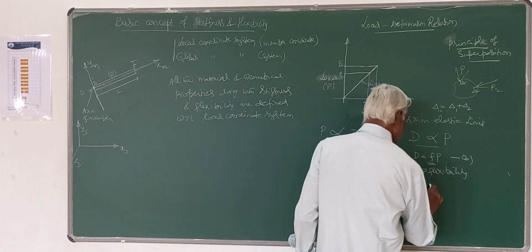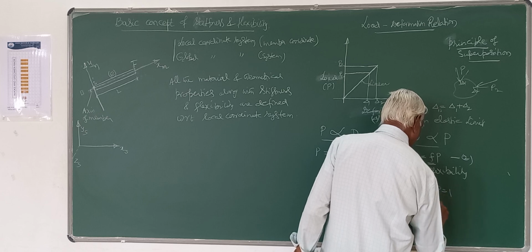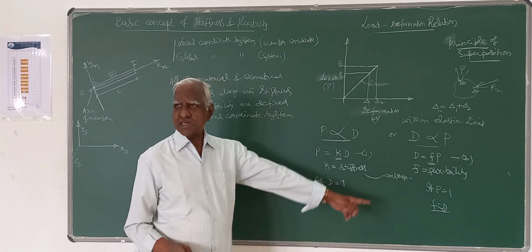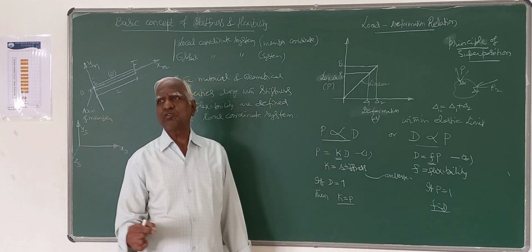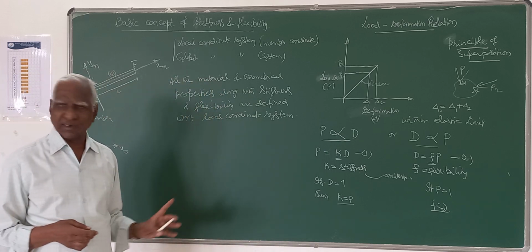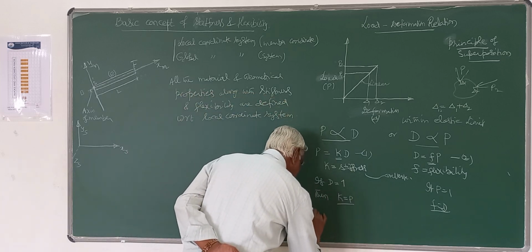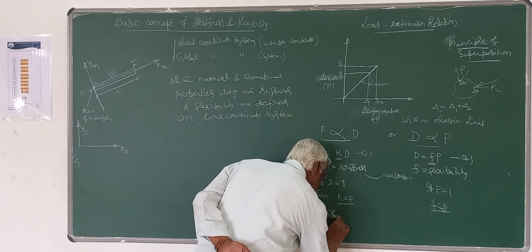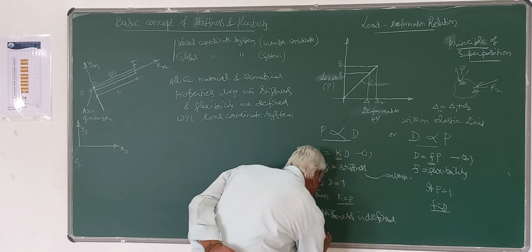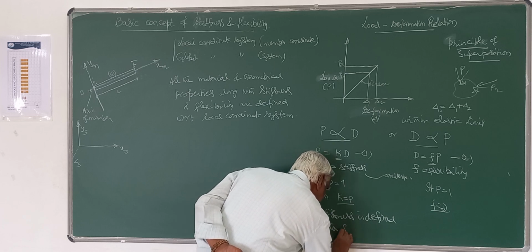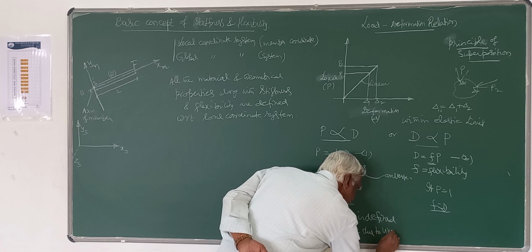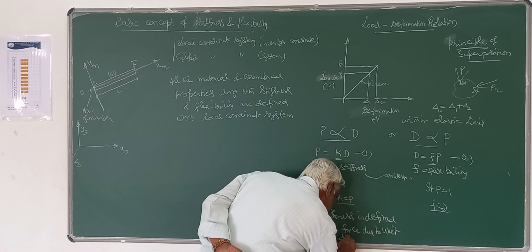Likewise, here also if P is equal to 1, then F is D. That is, the displacement developed due to unit force is defined as flexibility. I hope I made the point clear. So, K equals P. That is, stiffness is defined as the force due to unit displacement.